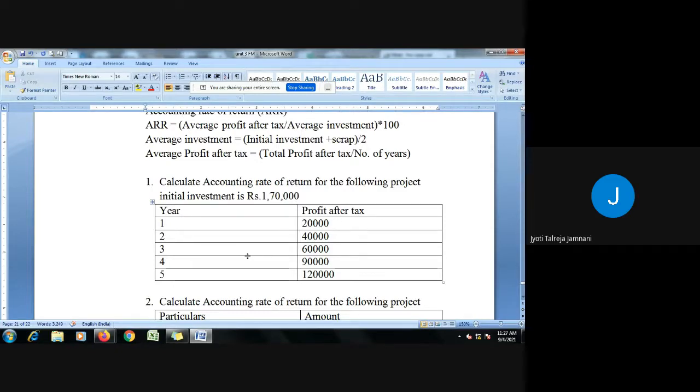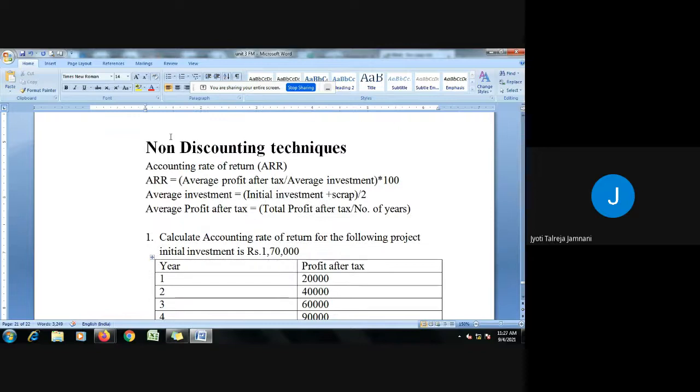So today we are starting with the non-discounting techniques. The first one is accounting rate of return, which is called ARR. It is also called average rate of return, but usually we call it accounting rate of return. Why is it called accounting rate of return? Because it depends on the accounting profits and not on the cash flows. So here we will be interested in profit after tax, which comes in the profit and loss account. So it is totally dependent on the accounting data.